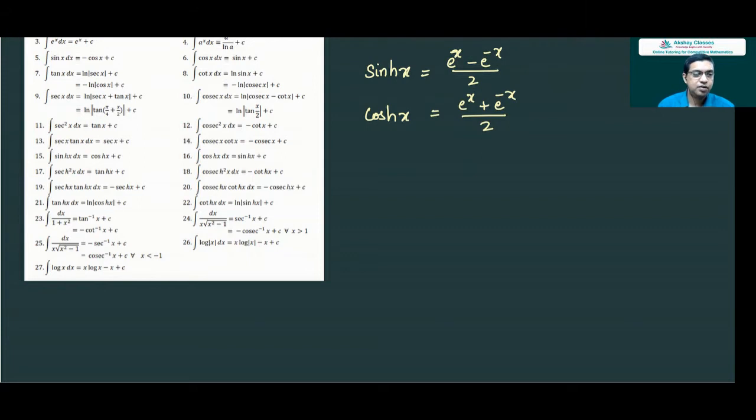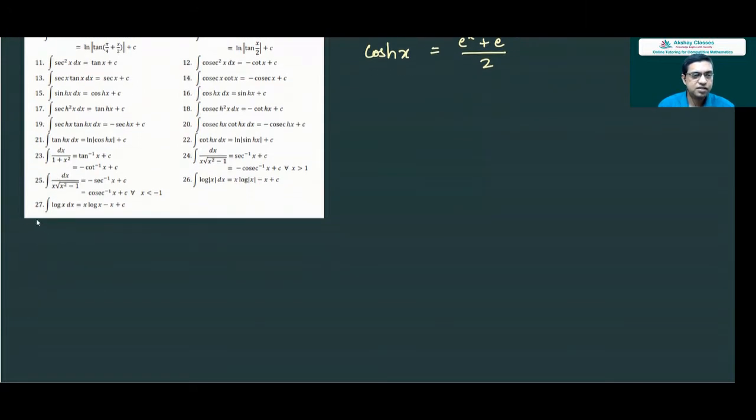These are important. After this, integral of dx upon 1 plus x square. This is tan inverse x plus c or minus cot inverse x plus c, because tan inverse x is pi by 2 minus cot inverse x. So that's why that minus, and then pi by 2 mixes with the constant.